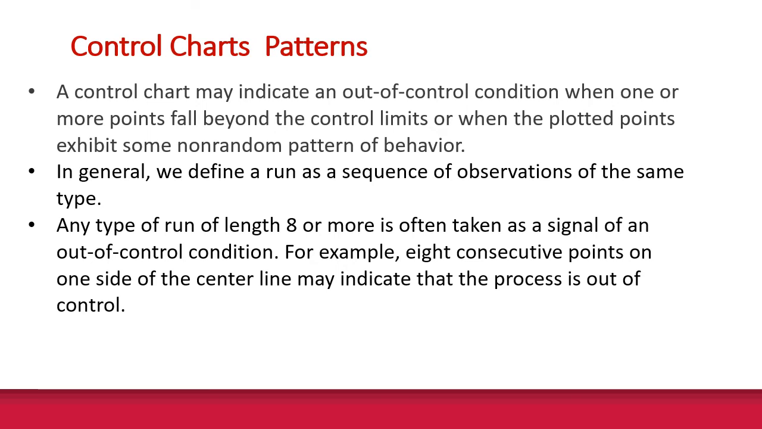So, for example, if you have 8 dots in a row that plot above the center line, that's often taken as a signal of an out of control process. So if you have 8 dots in a row above the center line, or 8 consecutive dots below, that indicates that a process is out of control as well. In each manufacturing process, the quality control supervisor is going to determine the exact thing that he wants to monitor and what he considers to be out of control conditions.